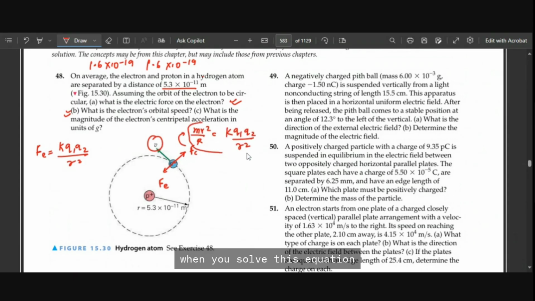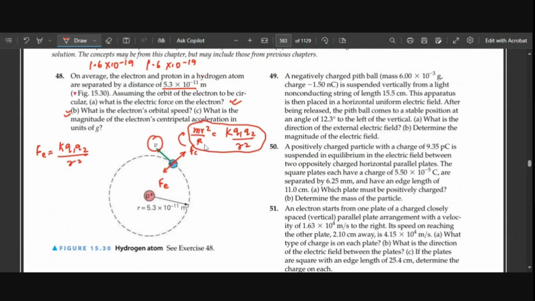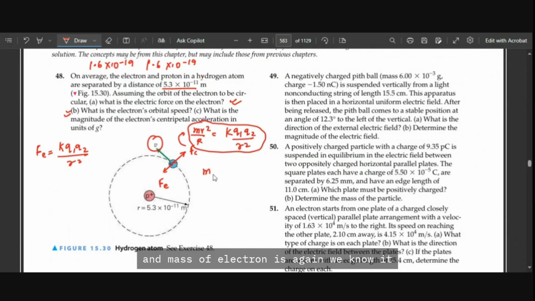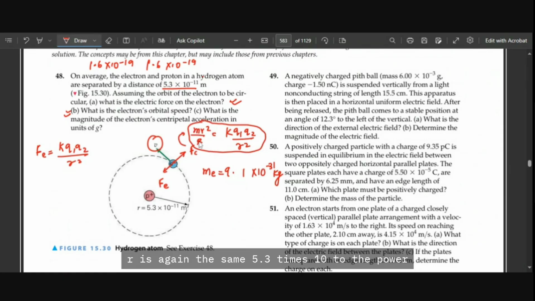When you solve this equation, you must have found the force in the very first part, and the mass of the electron, we know, is 9.1 into 10 to the power minus 31 kg. R is again the same, 5.3 times 10 to the power minus 11 meters.